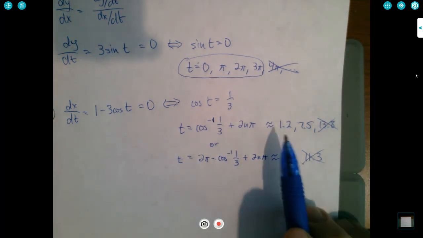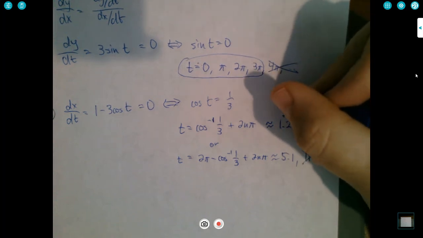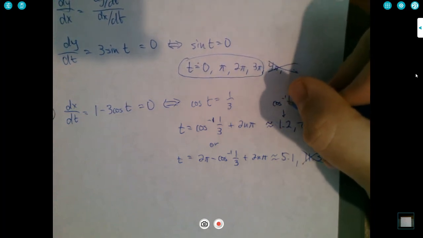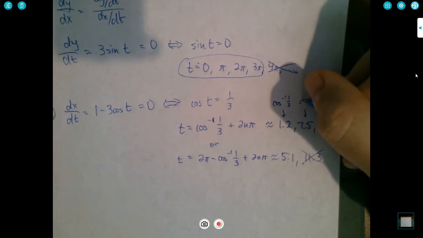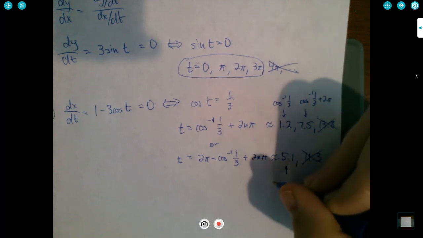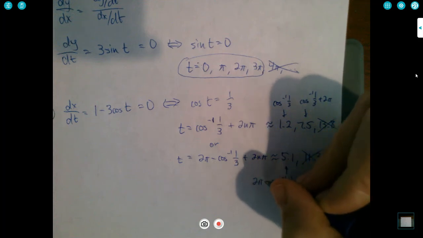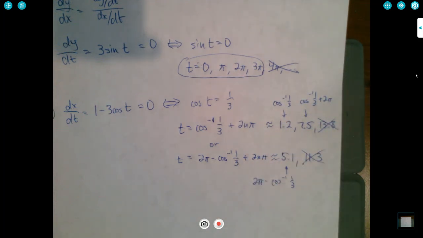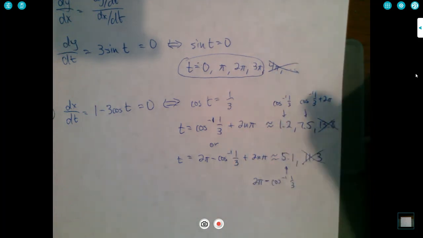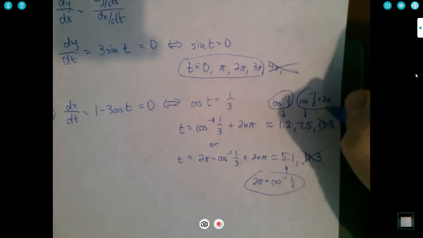So the exact values here are cosine inverse of 1/3. This one is cosine inverse of 1/3 plus 2π. And this one is, actually, 2π minus cosine inverse of 1/3. So those are my three solutions.